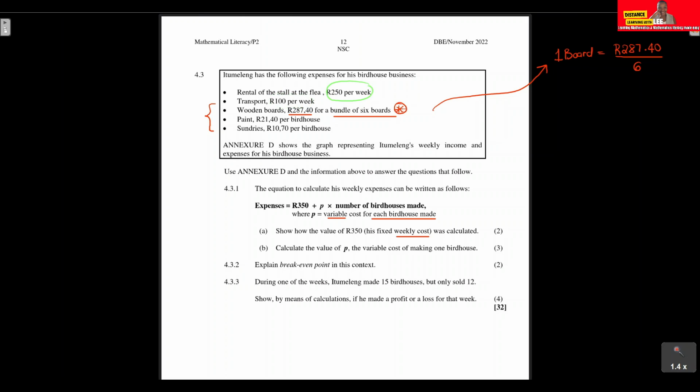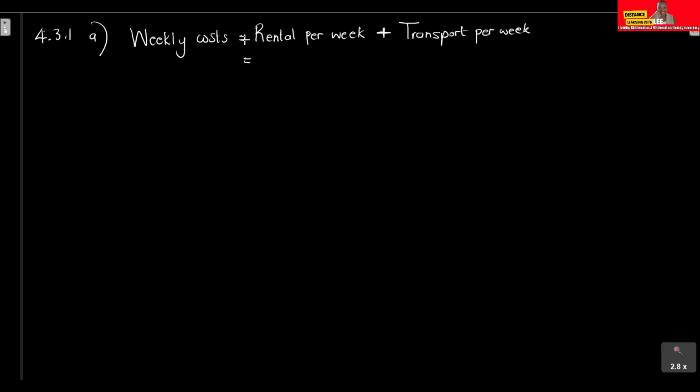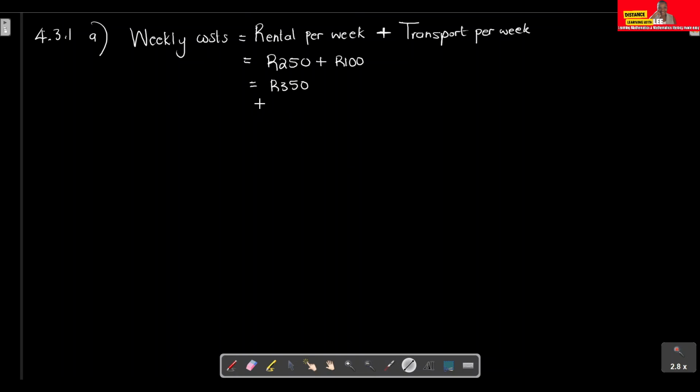So to get his weekly costs, you just take the 250 for the rental per week and add the 100 Rand for the transport. That is how they calculated the 350 Rand for his weekly cost. So let's quickly do that. The rental per week is 250 plus the transport that he pays per week, which is 100. Therefore, his weekly costs, if you punch that into your calculator, are equal to 350. So that is how it was calculated.